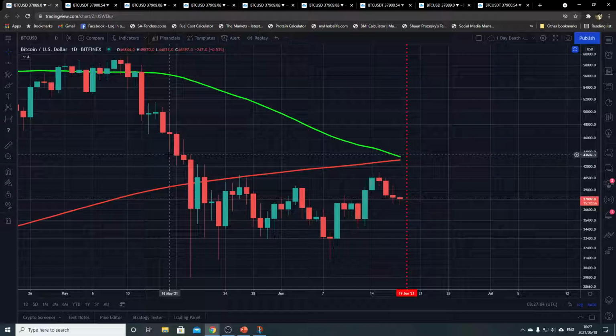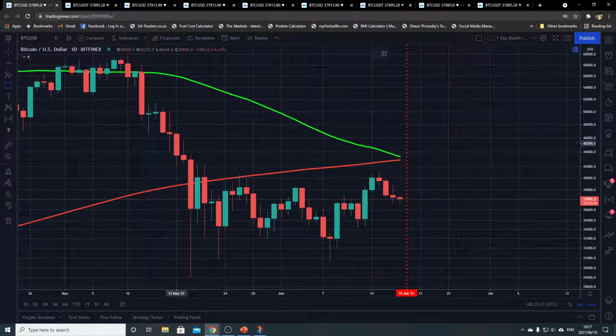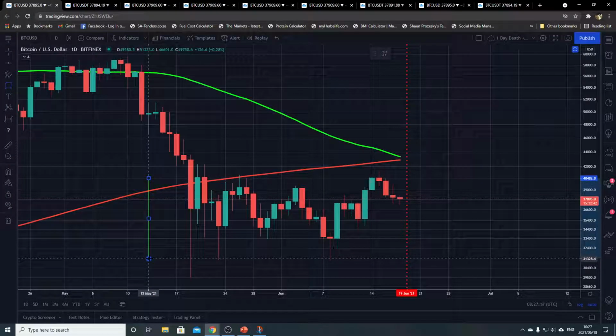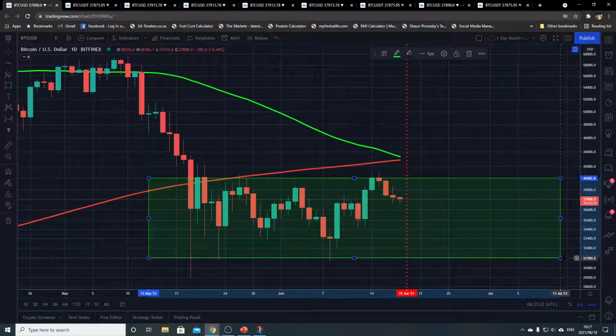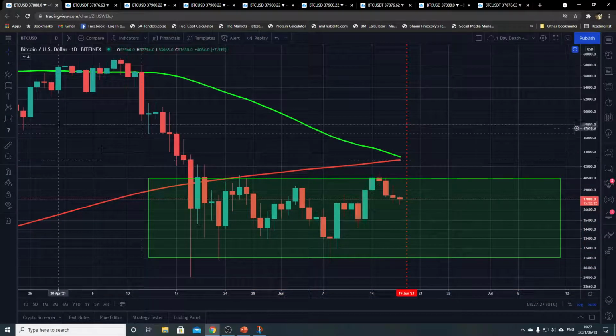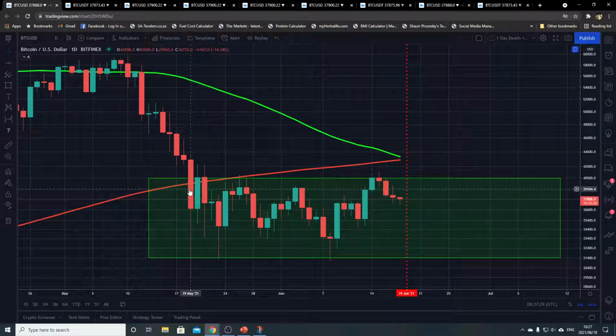Now, what happens if we continue to move sideways? You've got the sideways movement currently that we are facing with Bitcoin. So I'm just going to draw a box like so. And you can see we've been in this channel for some time now. We've been in this channel since the 19th of May, and today is the 18th of June. So that's just over a month now, guys.